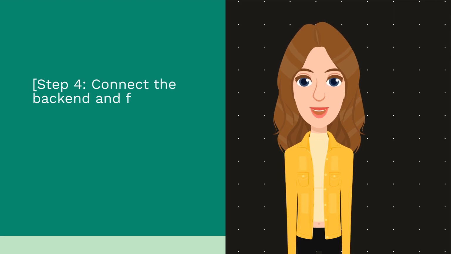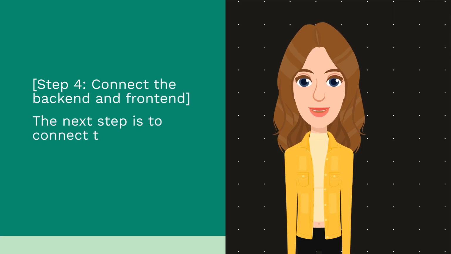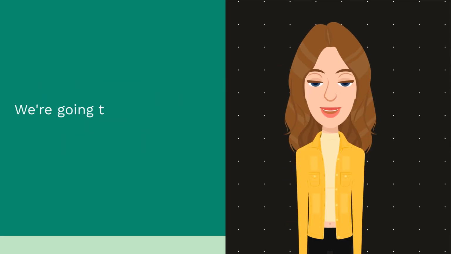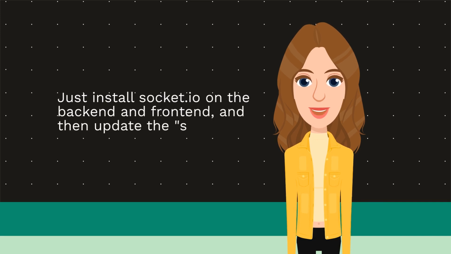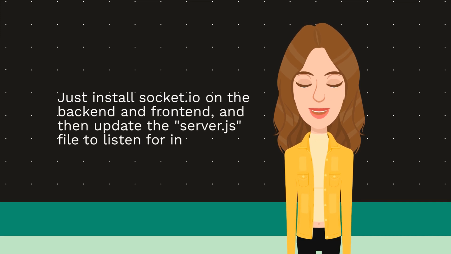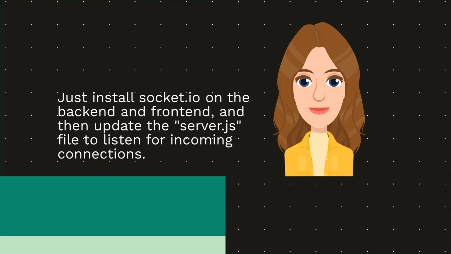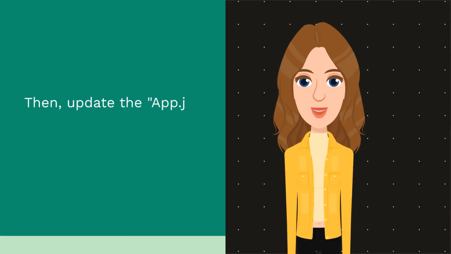Step 4. Connect the backend and front end. The next step is to connect the backend and front end. We're going to use socket.io for this. Just install socket.io on the backend and front end, and then update the server.js file to listen for incoming connections. Then, update the app.js file to connect to the backend using socket.io.